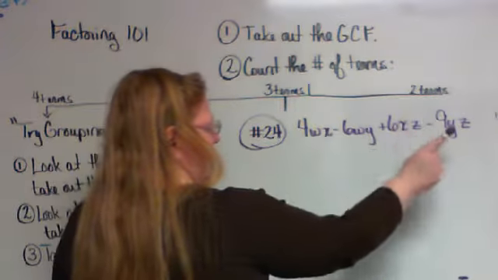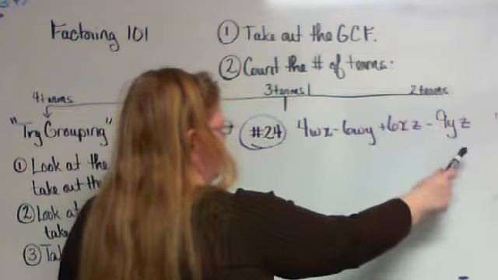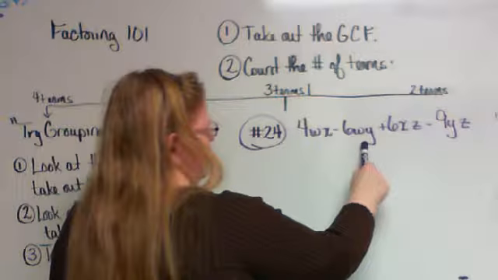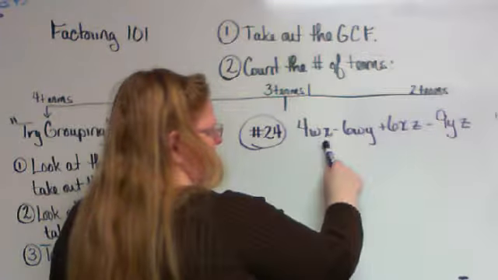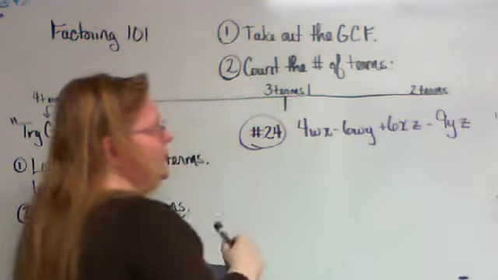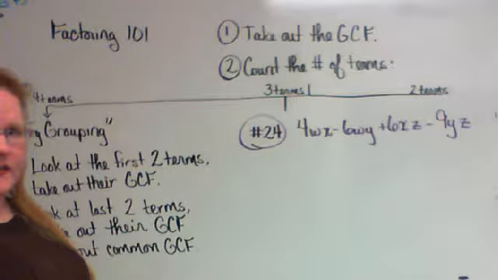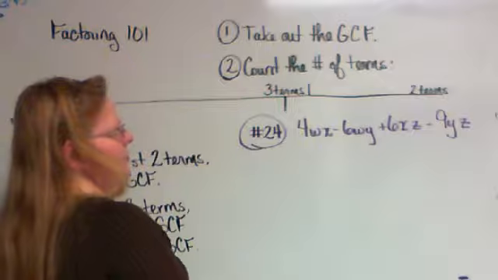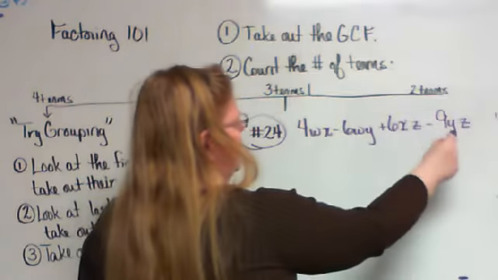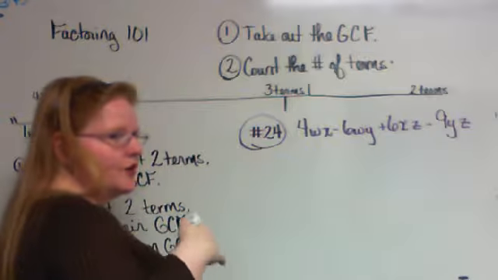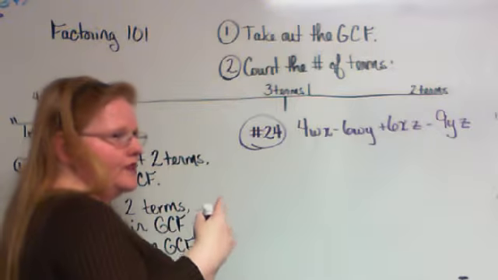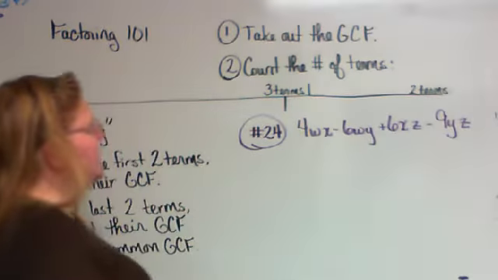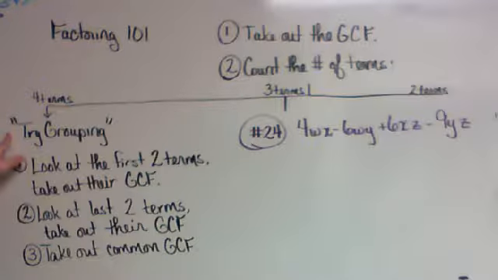Is there a W in every term? No, because this doesn't have any W's. Is there an X in every term? Well, there's one there, but there's not one here, so no. Is there a Y in every term? No. Is there a Z in every term? No. So no GCF. That's okay. It means you go to the next step. Our next step is to count the number of terms. We have 1, 2, 3, 4 terms. I know that because terms are always separated by plus and minus signs. So that's 1, 2, 3, 4 terms, which means I have to come over here and try grouping.